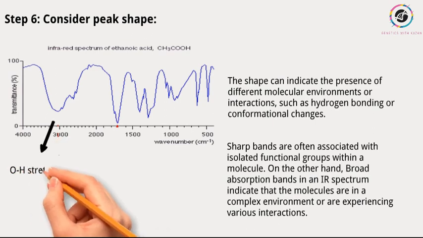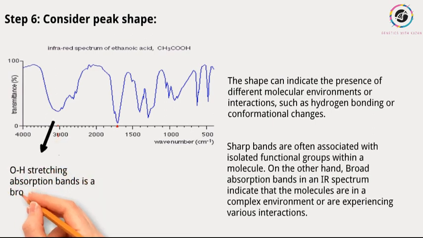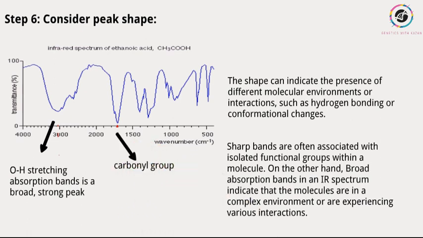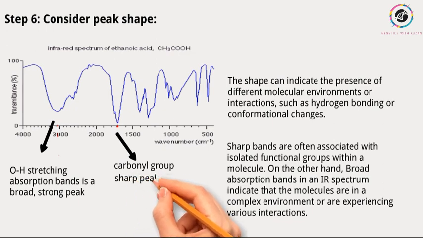For example, alcohol, OH stretching absorption band is a broad, strong peak. Unlike that, the carbonyl group is found in compounds like ketones, aldehydes, and carboxylic acids, which appear as a sharp peak around 1700 cm inverse.